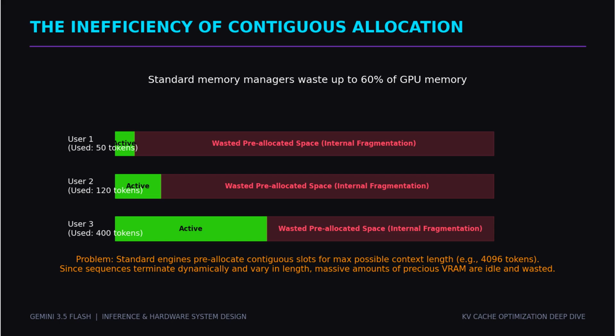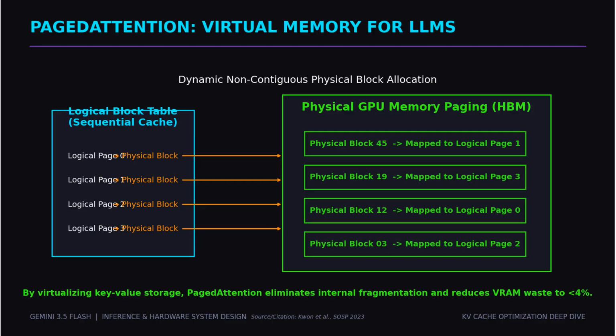But even with head compression, we face another massive inefficiency: how memory is allocated. Standard engines pre-allocate contiguous memory blocks for the maximum possible sequence length. Since most requests finish early, this results in up to 60% of the pre-allocated memory being wasted, a classic case of internal fragmentation. To solve this, PagedAttention adapts virtual memory techniques from operating systems.